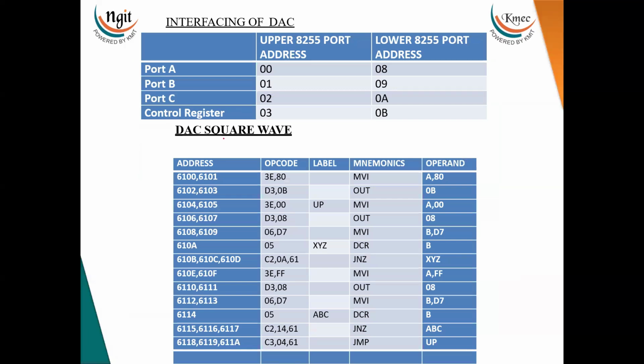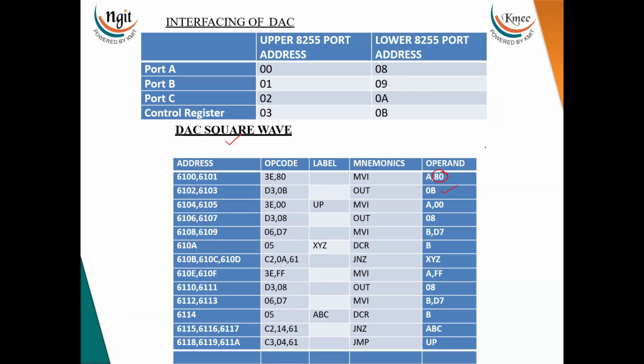Now here the program is for the square wave. For that, what is the control word? Again 80 only. Why? Because we are operating this 8255 in I/O mode, mode 0, and we are using only port A. That's why it is 80. And that control word is sent to the control register.